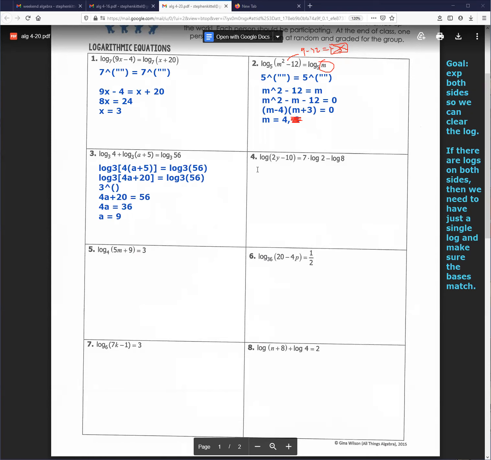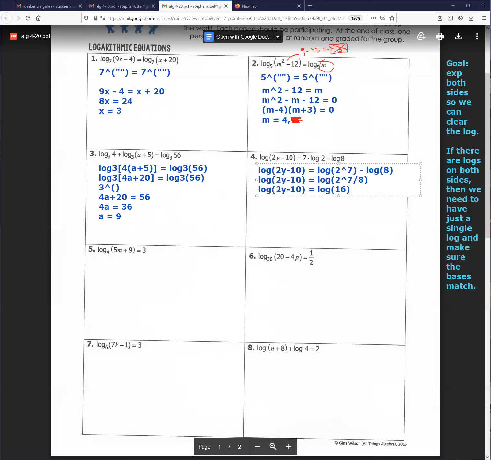Okay, number 4, the left side is simple enough, but the right side is awkward. So we actually have to use 2 log properties. We first have to bring the 7 inside using the power property and say that this is equal to log of 2 to the 7th minus log of 8. And if that weren't bad enough, then we have to use another log property, the subtraction to division rule, to say that this is equal to 2 to the 7th divided by 8. Which, by the way, if we simplify that to make our lives easier, is equal to 16.